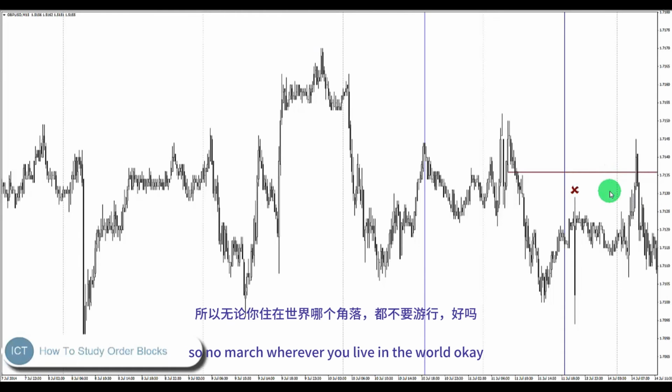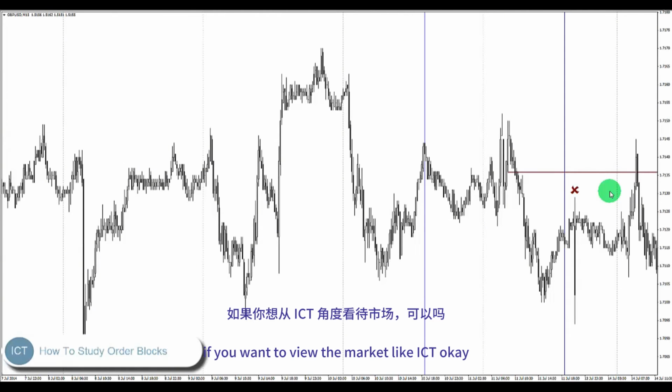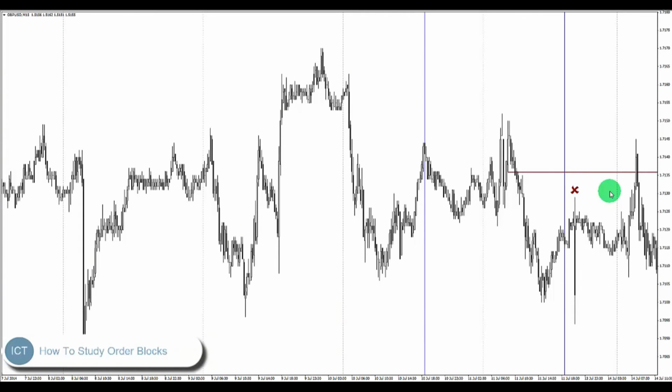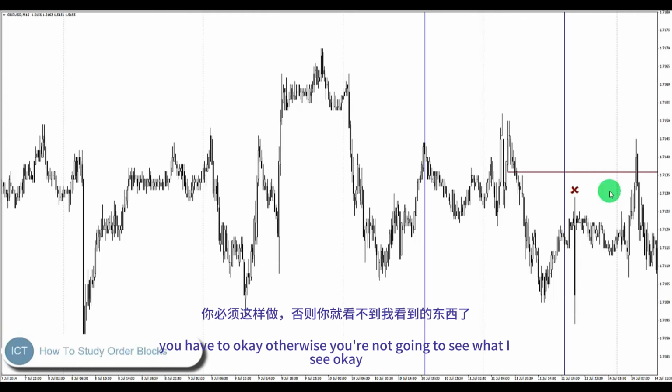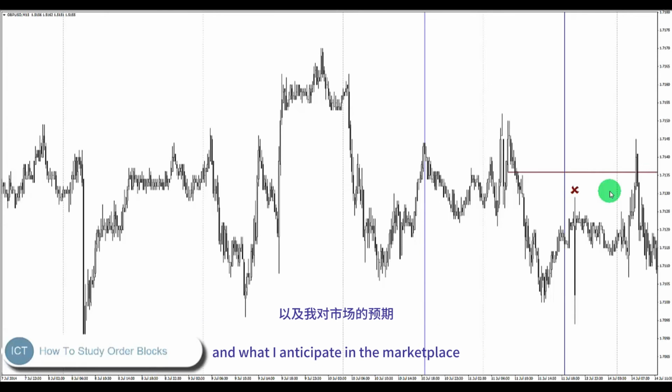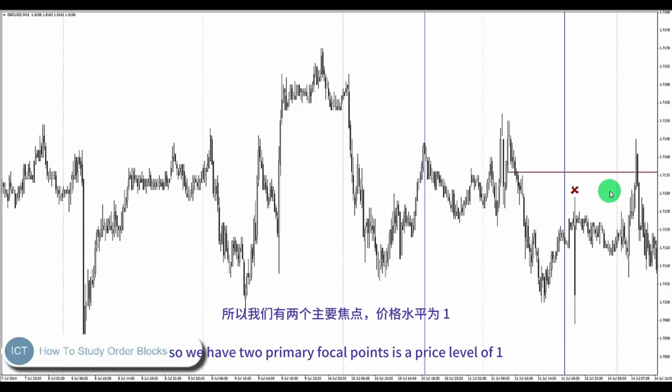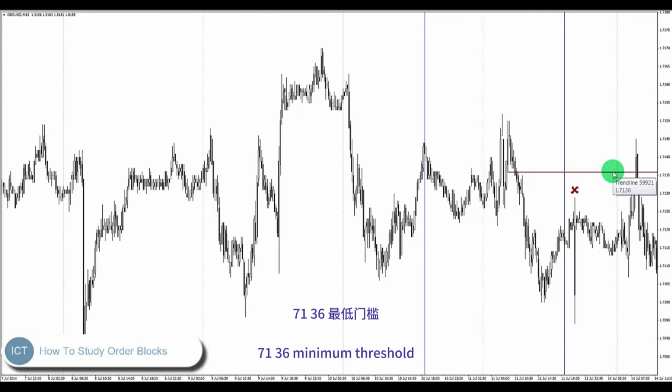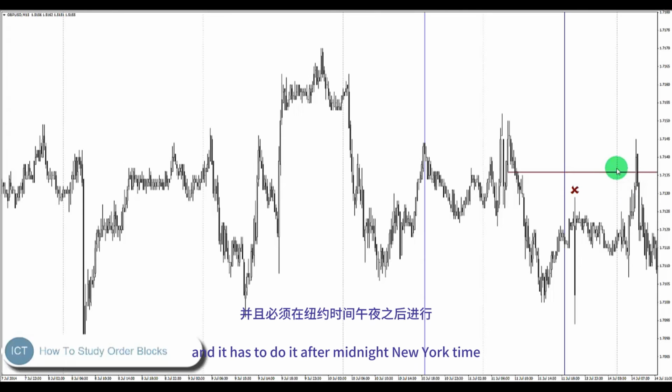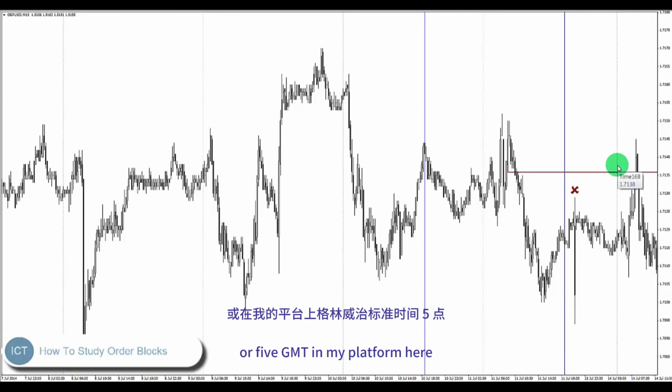So in other words, wherever you live in the world, if you want to view the market like ICT, the way I interpret the marketplace is you have to know what time midnight is in New York. Otherwise you're not going to see what I see and what I anticipate in the marketplace. So we have two primary focal points: a price level of 171.36 minimum threshold. It has to trade to that level minimum, and it has to do it after midnight New York time, or 5 GMT in my platform here.